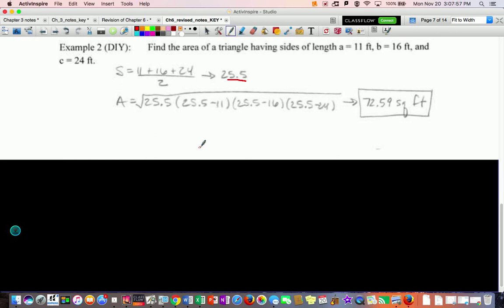And that's a pretty quick formula. So you have 2 good formulas for finding the area. They'll help you on the test.